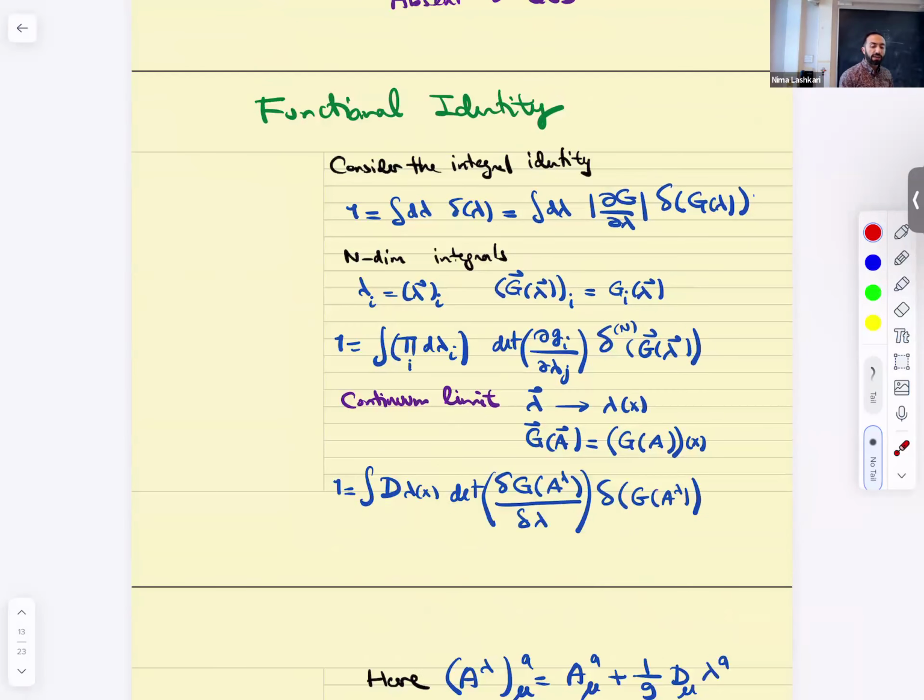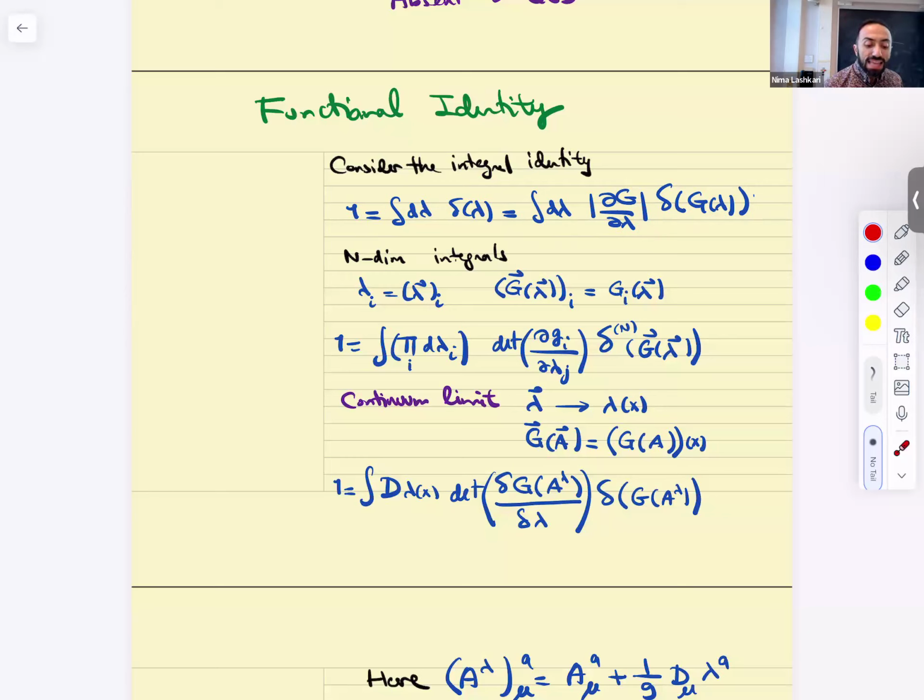So let's go through this. First, a bunch of functional identities. If I have, this is just a simple integral. Integral d lambda delta lambda is 1. Now I can write this as the integral of delta of g(lambda), times the norm of del g over del lambda, d lambda. I'm allowed to do that. That's just a simple differentiation of the Dirac delta function identity.